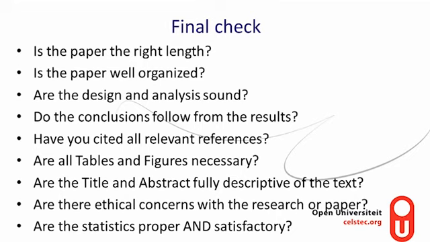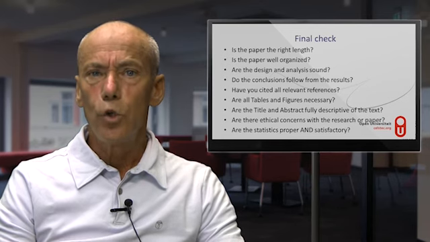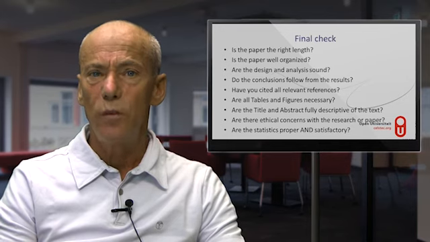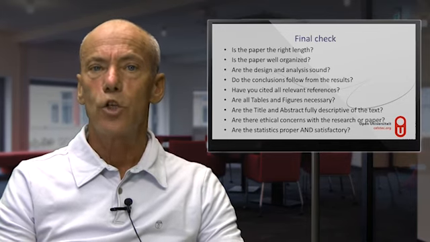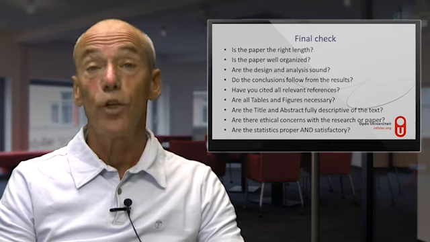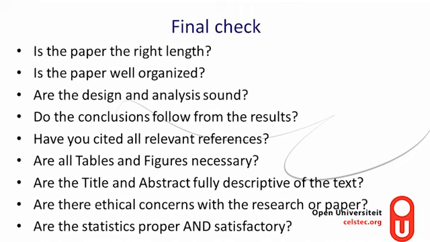Are all of the tables and the figures that you've used necessary? Remember, a table, while saving the number of words, usually is a half a page to a page long and is seen as equivalent to that many words by the journal. Are the title and the abstract fully descriptive of the text? If someone is looking for your article, will he or she find it based upon your title? Are there any ethical concerns with the research or paper?